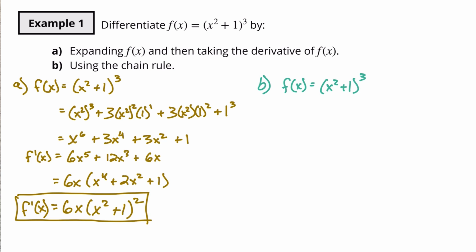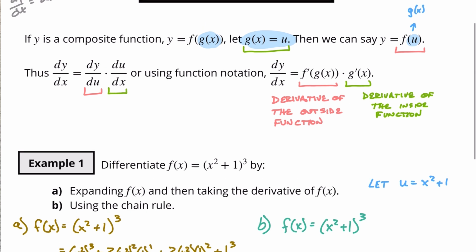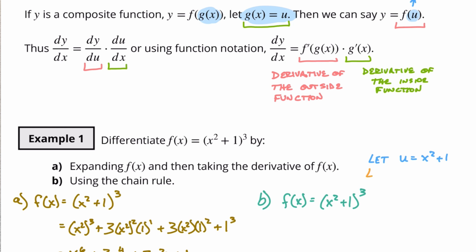But now in this case, I'm going to start by saying that I'm going to let u equal x squared plus 1. Because if you remember, if we look up here, we said we're going to let this inside piece, this g of x, we're going to make that thing u. And then I'm going to let y equal u cubed. So now I'm considering what is that outside function, this outside function f. So this outside piece is whatever's inside here cubed. So that's why I've got y equals u cubed.